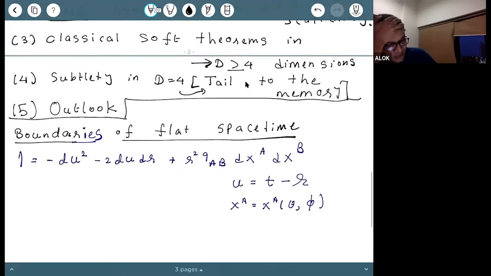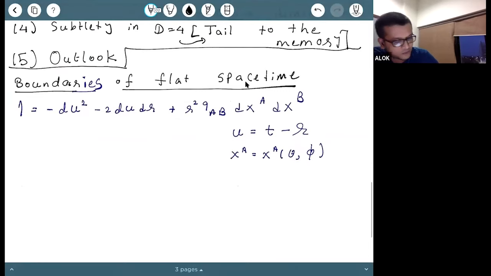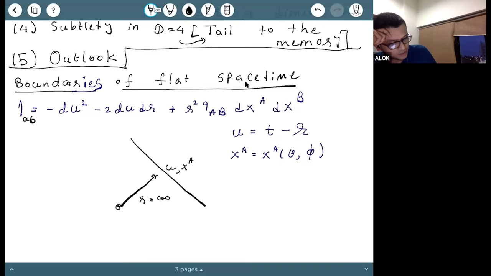So one central object in this game is the infinities of space-time. Just to start with something very basic, if you take the Minkowski metric and write it in retarded coordinate u and spherical coordinates r, theta, and phi, then at a fixed u we can go to large distances. As r goes to infinity, keeping u fixed, we hit this boundary of space-time, which is usually called future null infinity. It's a cylinder topologically, so it's S1 cross R.